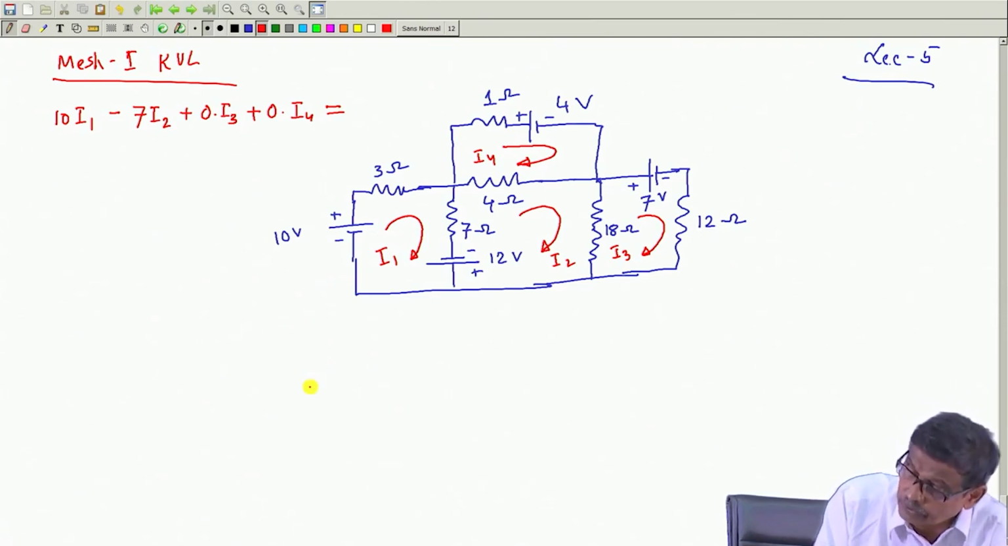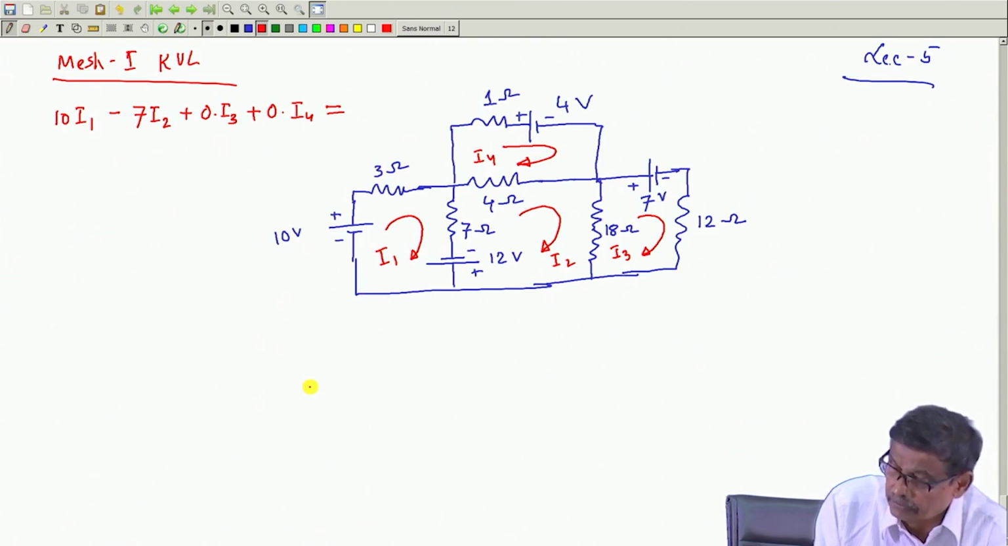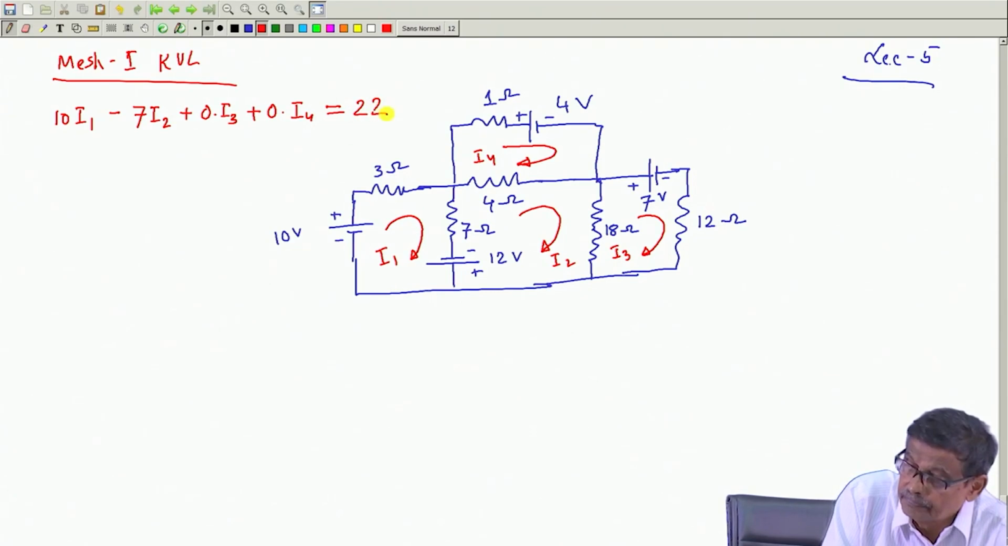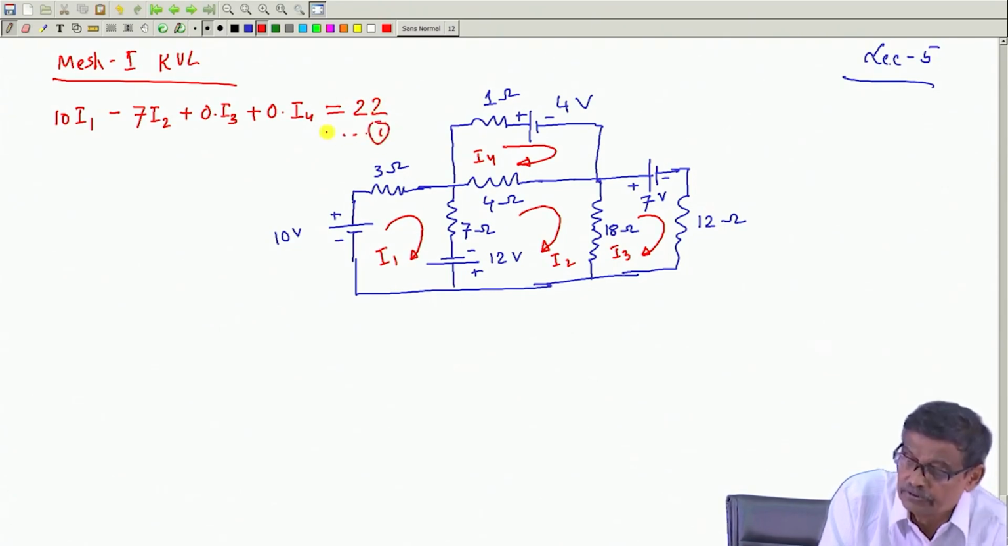Now, what are the sources present? See, there is 10 volt and 12 volt. This 10 volt is in the same direction as I 1, and the polarity of 12 volt is also in the same direction as I 1. So, 10 plus 12, both of them are positive. So, 22. Equation 1 is over.